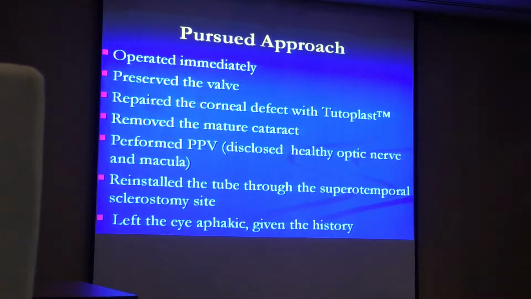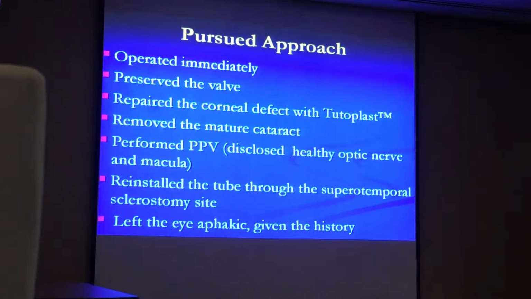We don't want to make it worse, because right now the B scan showed that the posterior segment was still intact. That means there's no detachment, there's no evidence of endophthalmitis, the vitreous was clear. So we thought that leaving it behind further would be a problem. And so we operate immediately. We preserve the valve, but then we put it out from the cornea to the glass you have heard already to use. So we use that to cover part of the corneal defect.